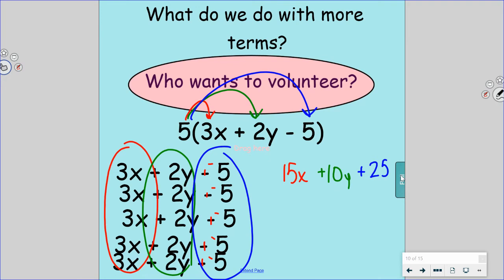X is one particular amount of money, Y is another particular amount, and neither of those are known. Therefore, this is the simplified algebraic expression. Not perfect, we still have unknown amounts, but at least it's simpler than this silliness up top with a number outside of a parentheses. Why write 5 groups of something when you can actually simplify it out?